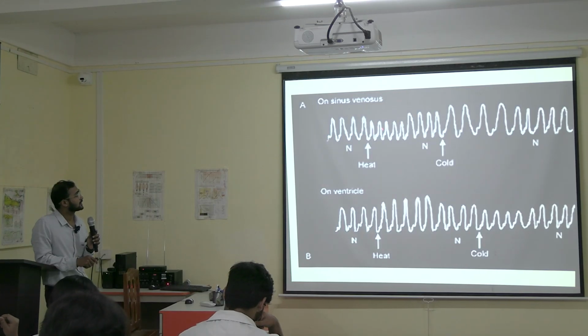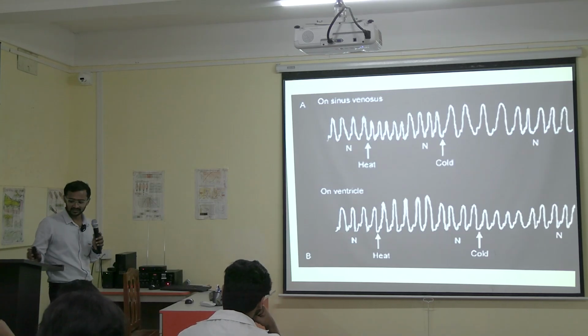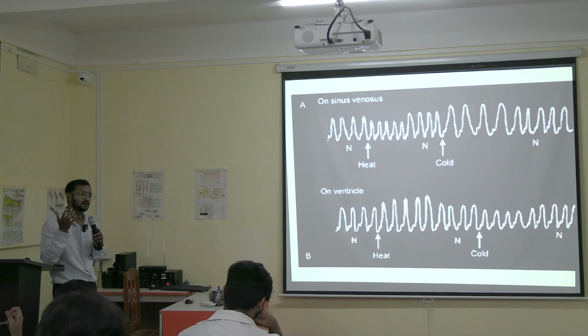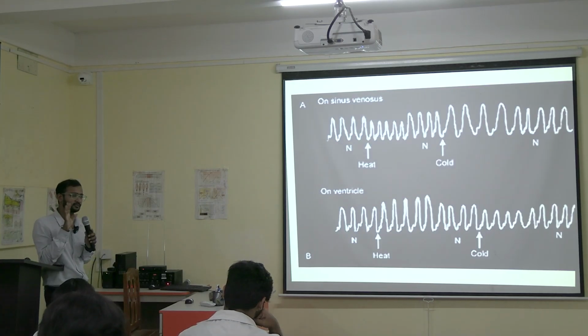So what will happen if we give a temperature of, say, 37 or 38 degrees centigrade, what will happen to the conductivity? Before going to that, there are terminologies you have to know. There are 4 terminologies which we use in cardiac muscle. The first one is chronotropic effect. What is chronotropic effect?